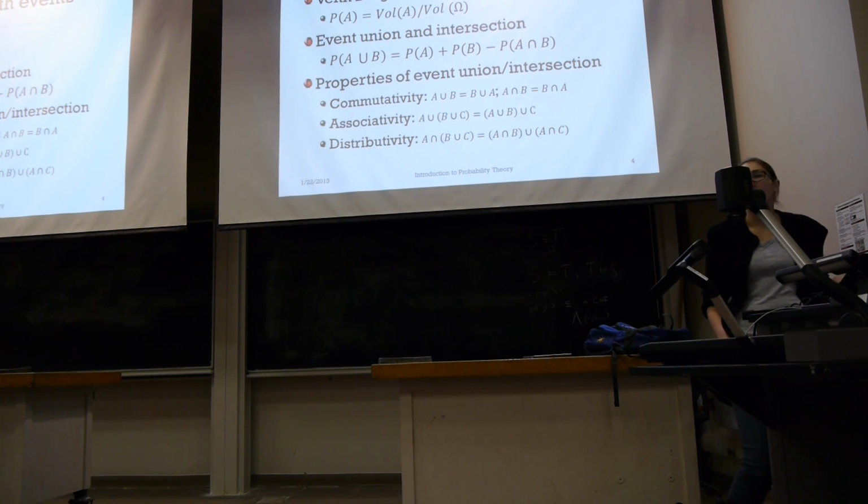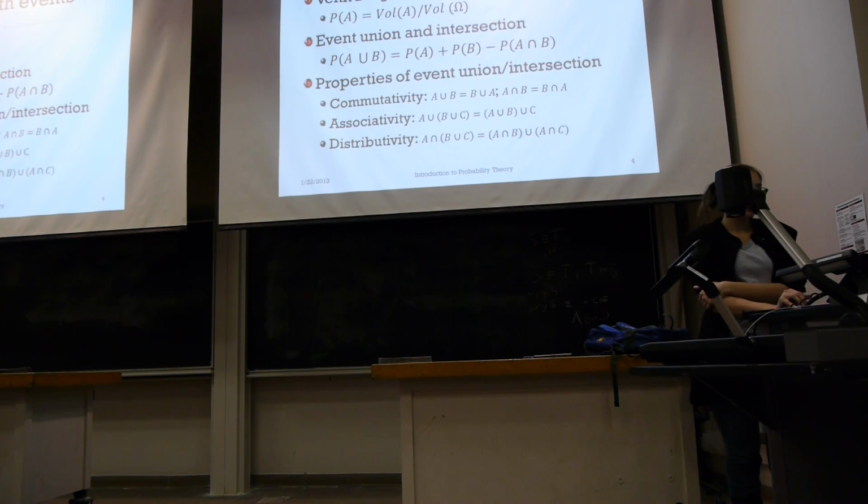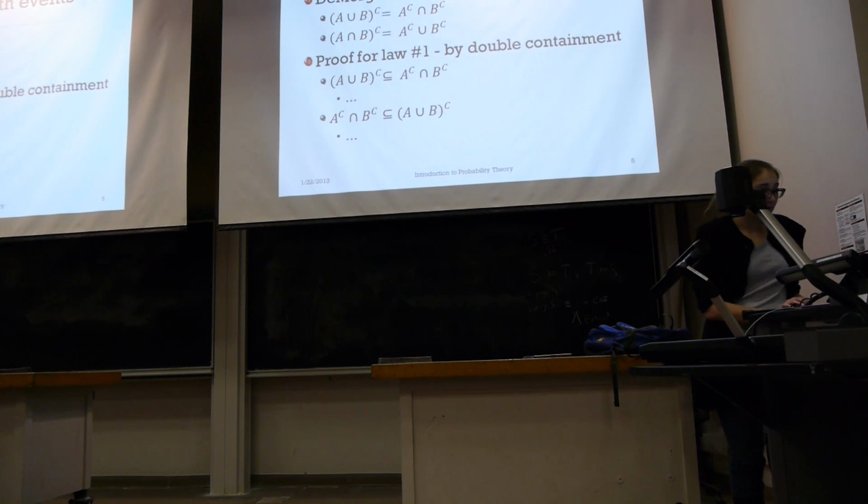I'm not sure about the background, but okay. You should know the properties of event union and intersection: that they're commutative, associative, and that intersection is distributive with respect to the union.